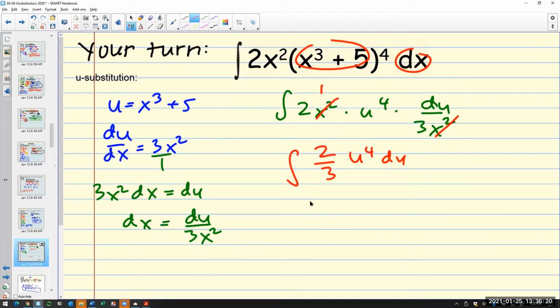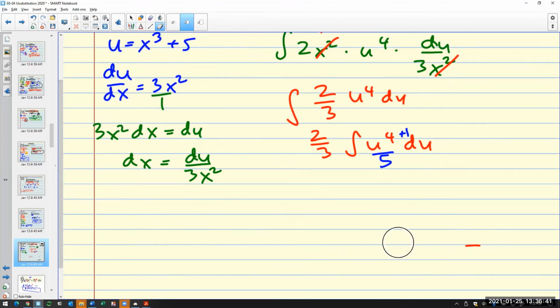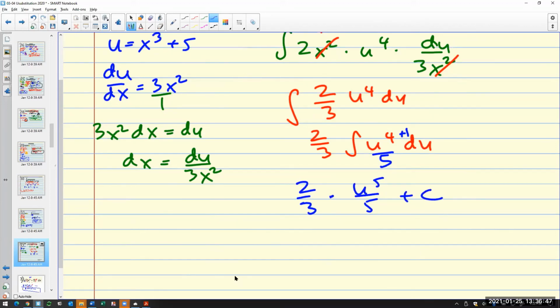Okay, you can't drop that. All right, do you see the scalar, the 2/3? Pull the scalar out. So that's 2/3 integral of u to the 4th du. All right, do you see that this is a problem that I can do? I could have done this last night. So I'm going to add 1, divide by 5, okay? And so what I get is 2/3 times u to the 5 over 5 plus c, okay?